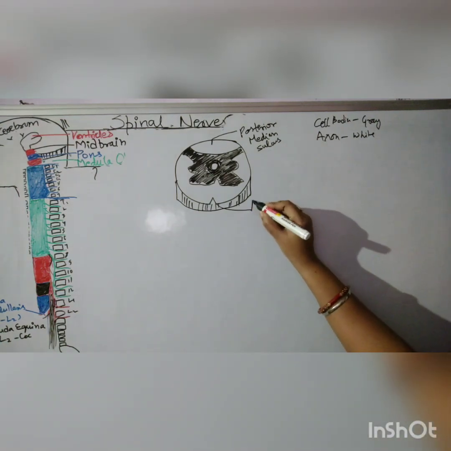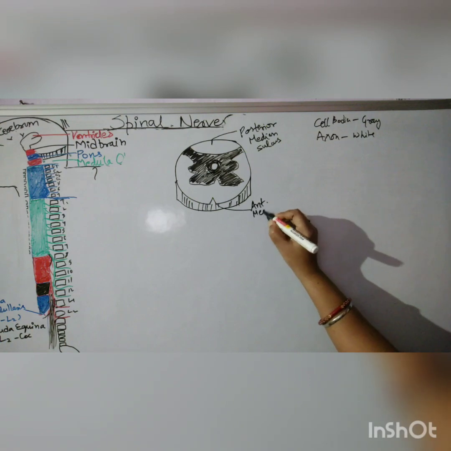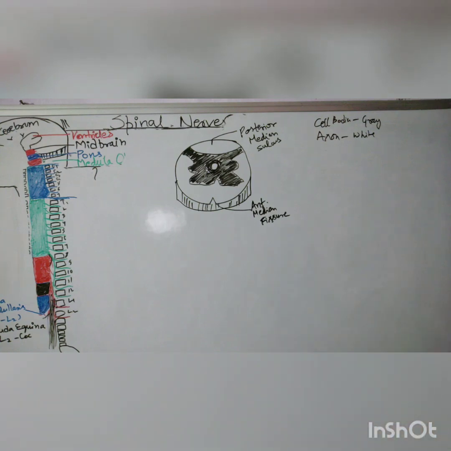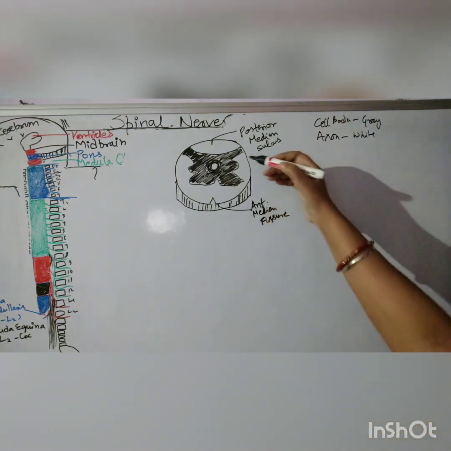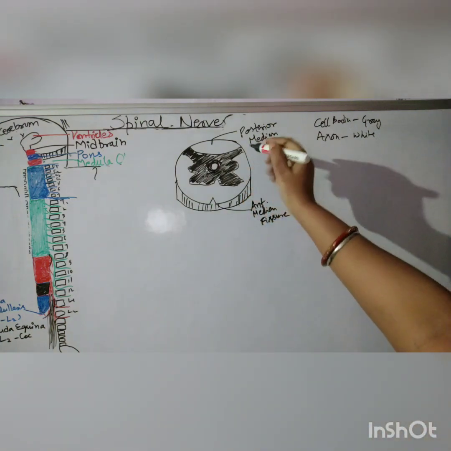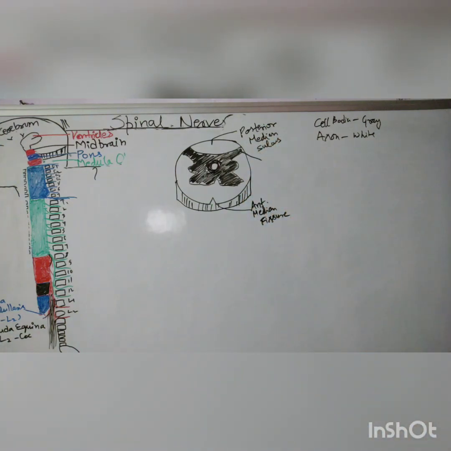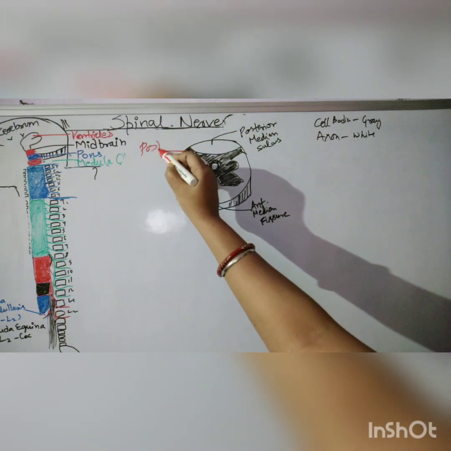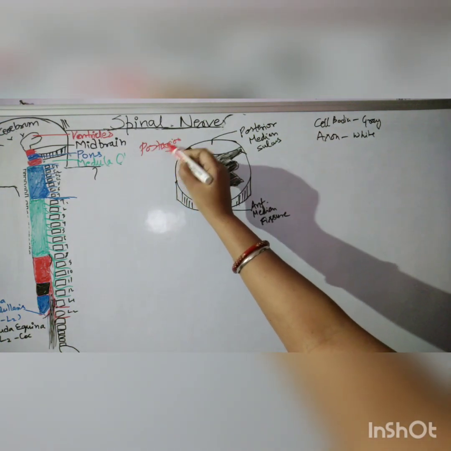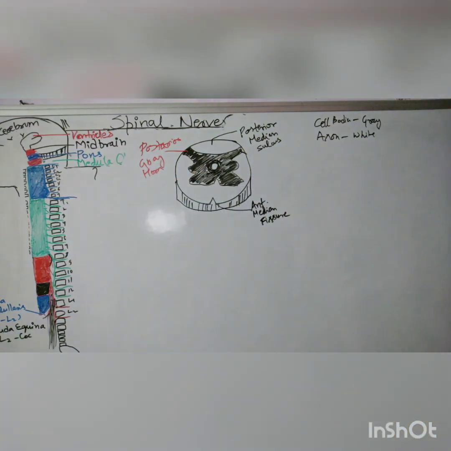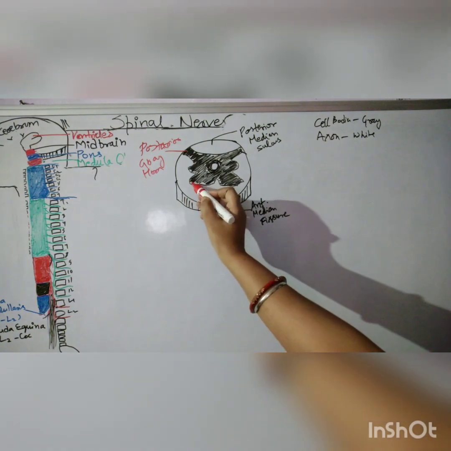So this is your anterior median fissure. Okay, and what is this? This lies on the posterior side, so it is a posterior gray horn. We will write it here: this is posterior gray horn. So if it is the posterior gray horn, then this is your anterior gray horn.